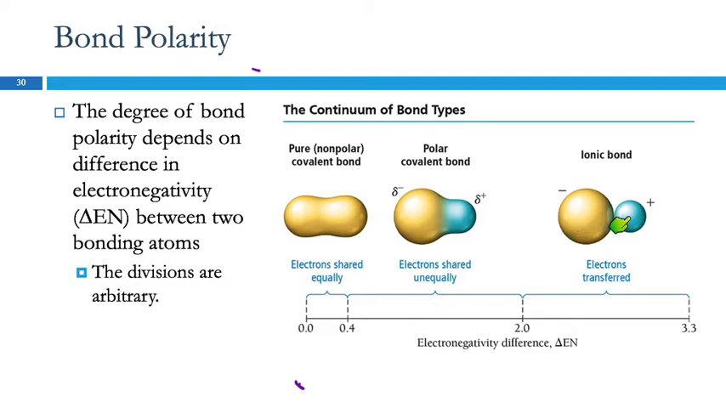At the other extreme is an ionic bond, where it's not that the electrons are shared unequally, it's gone so far that one of them lost an electron to the other one. And in the middle, we have a polar covalent bond. The electrons are shared, but it's not equal.